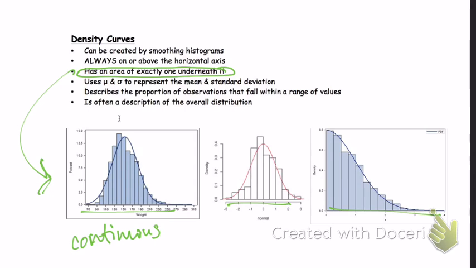So if I added the area under the curve, if I calculated that, any of you in calculus will start talking about that with integrals, but if you're finding the area under the curve, the whole thing adds up to 100%. And we use that to calculate probability, the chance of something happening, how often something is going to happen.